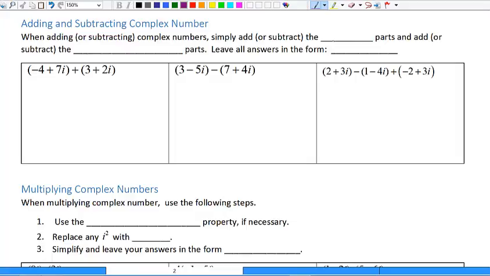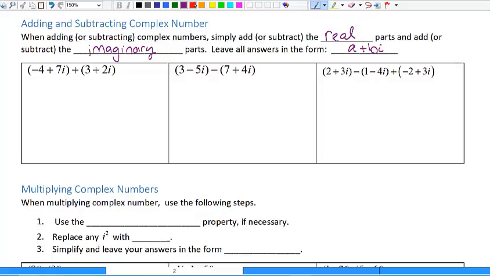Next, we're going to add and subtract complex numbers. When adding or subtracting complex numbers, simply add or subtract the real parts, and then add or subtract the imaginary parts. Then make sure that you leave all your answers in a plus bi form.